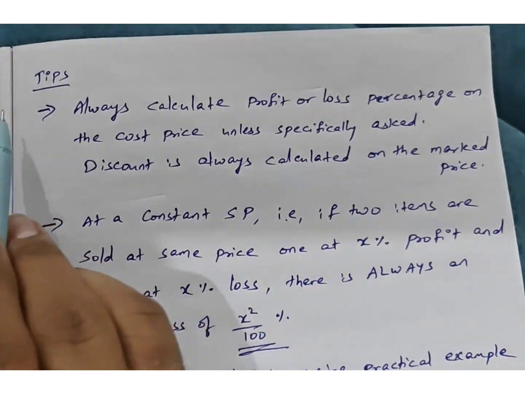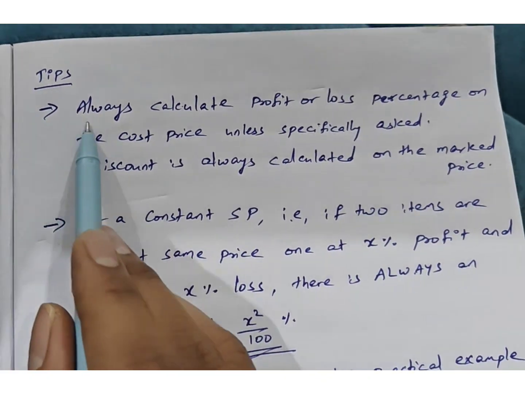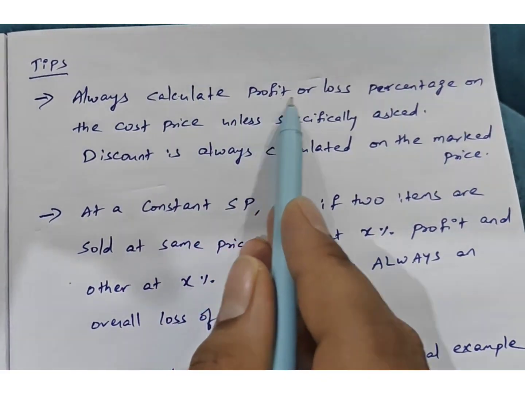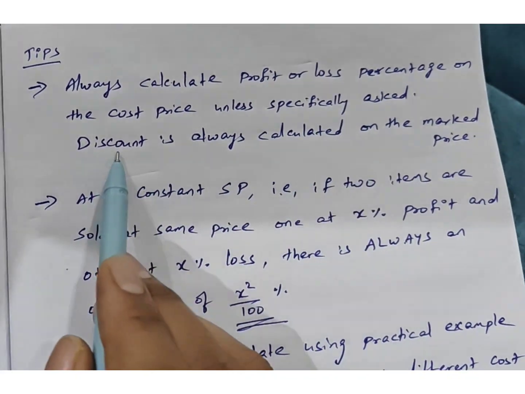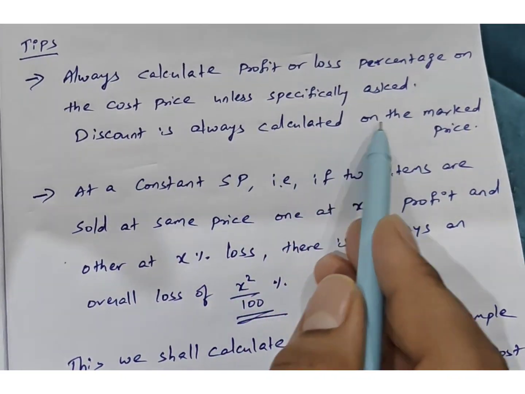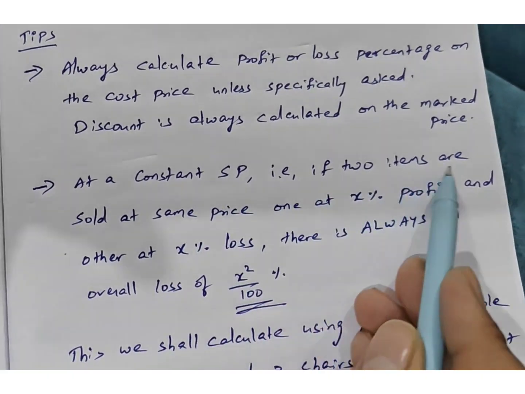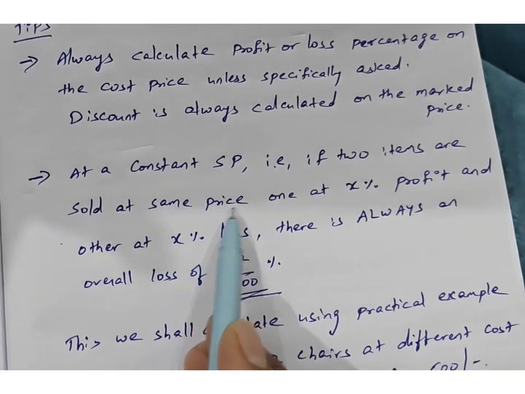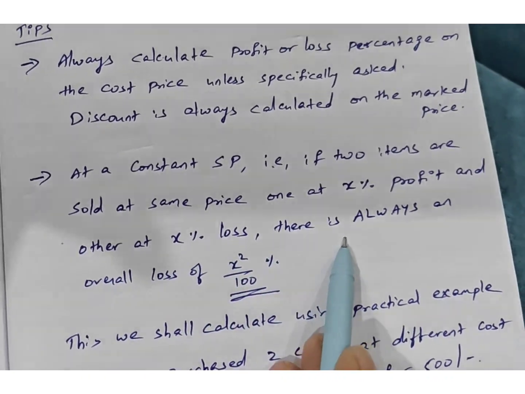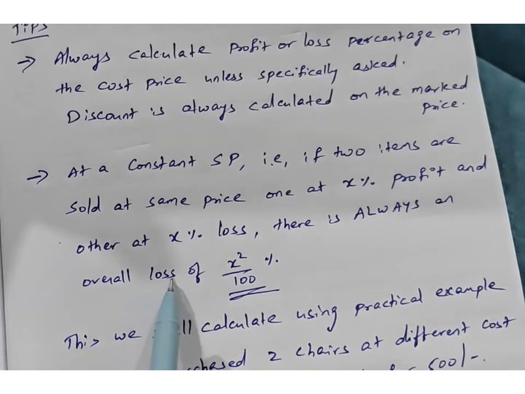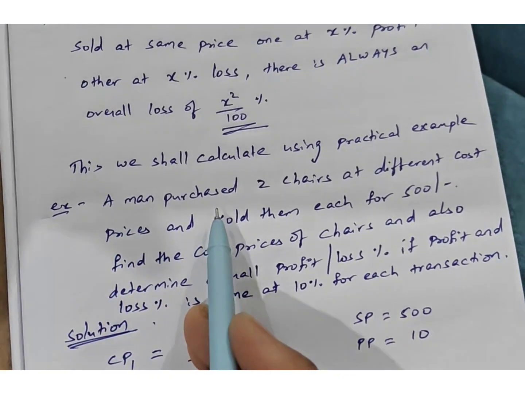Remember some of the important tips for calculation of these problems. First one, always calculate profit or loss percentage on the cost price unless it is specifically asked. Discount is always calculated on the market price as discussed earlier. At a constant selling price, if two items are sold at the same price, one at X percentage profit and the other at X percentage loss, then there is always an overall loss of X square by 100 percent. This we shall calculate using some practical example for easy understanding.